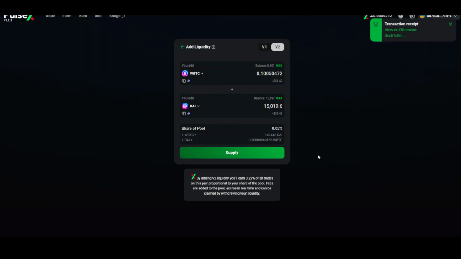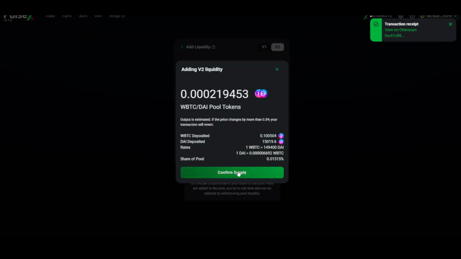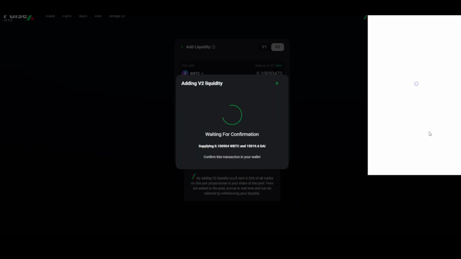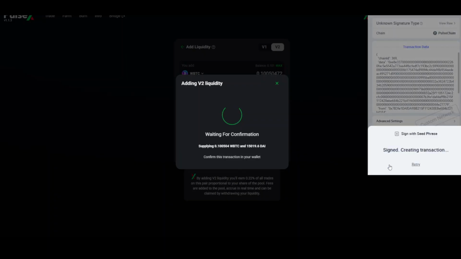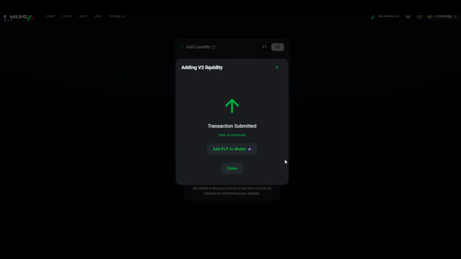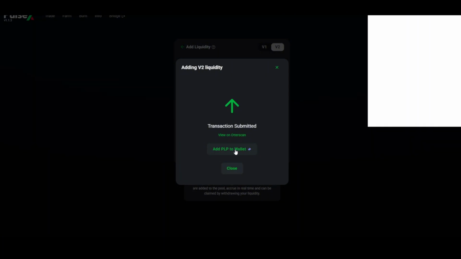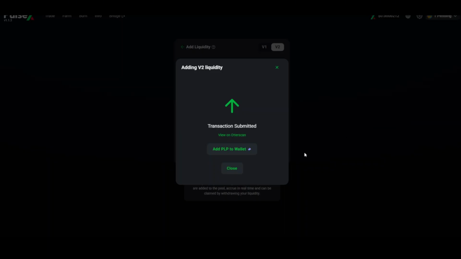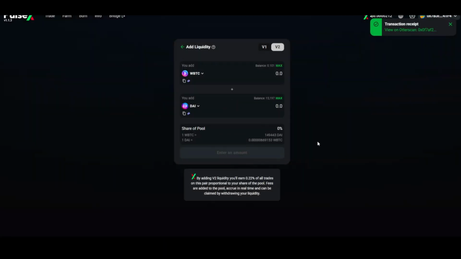And now we're going to hit supply. We're going to supply these two assets as liquidity. We're going to confirm it. That's how much of the pool we're going to have. I'll explain later. Going to add this to the wallet so we know that we have it. I already added it. Okay, no big deal. So now we wait, transaction, and it is good.